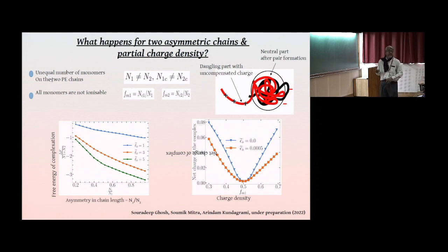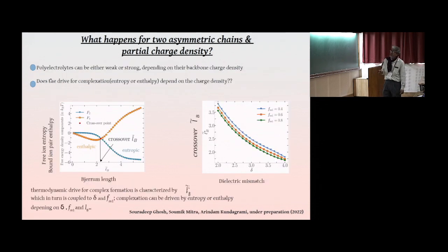Then you can extend it to asymmetric chains, which are the actual physical situation. Several things happen depending on the asymmetry. When the chains are symmetric, the free energy gain is maximum, which is an obvious result, but we try to give a theoretical framework that can be used for other systems. And we look at the charge density asymmetry between two chains, chain length asymmetry between two chains, and we have talked about the enthalpic and entropic drive regimes. I looked at that based on the charge density.